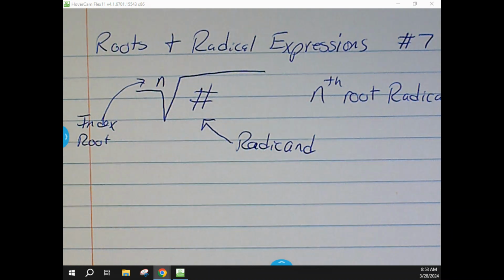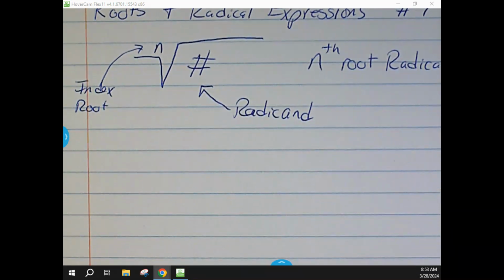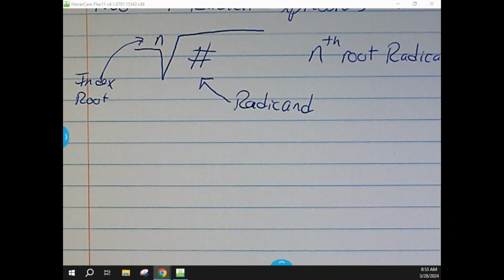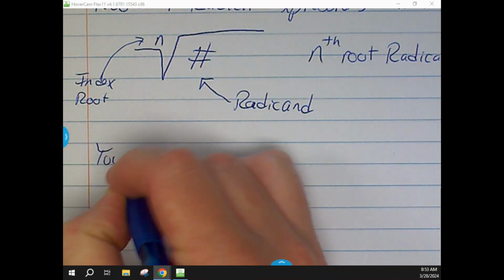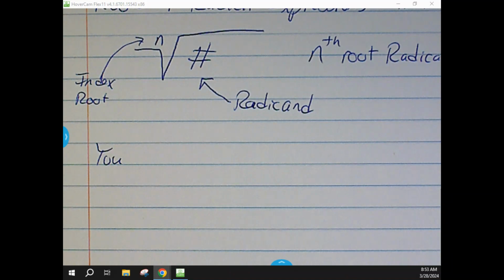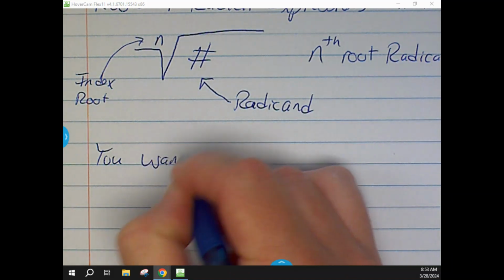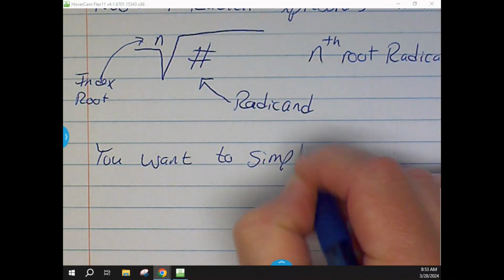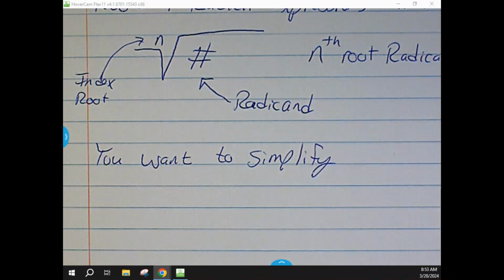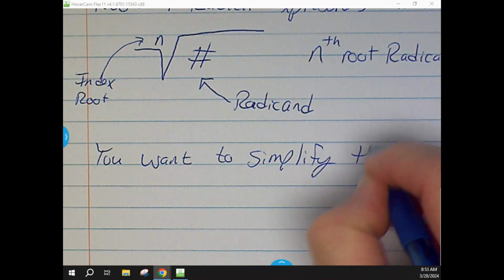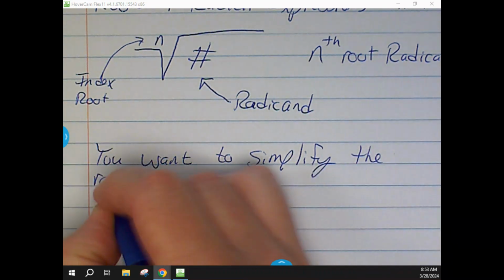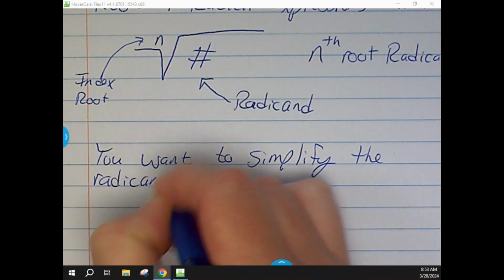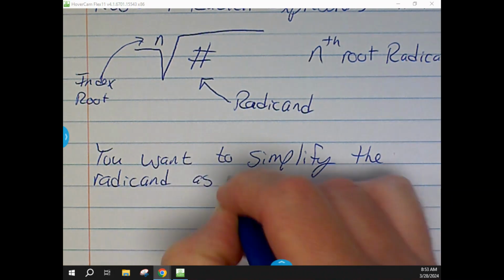And the good news for today is that here's the big idea, because a lot of times people ask, all right, what are we looking for on this thing? Here's what we're going to do for these. You want to simplify the radicand, what's on the inside, as much as possible.